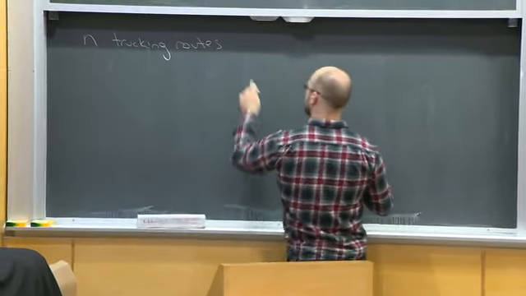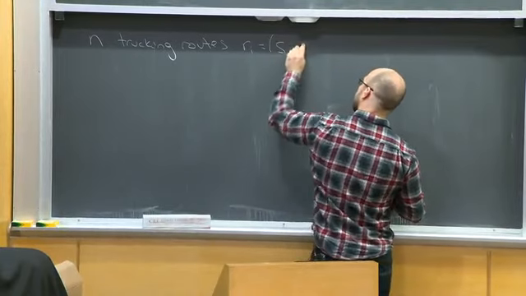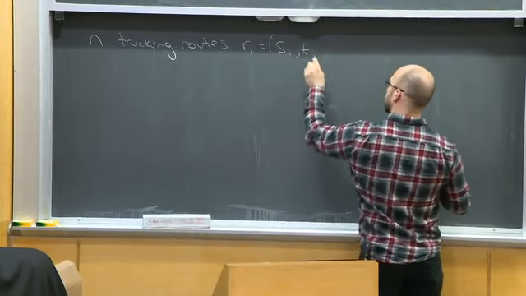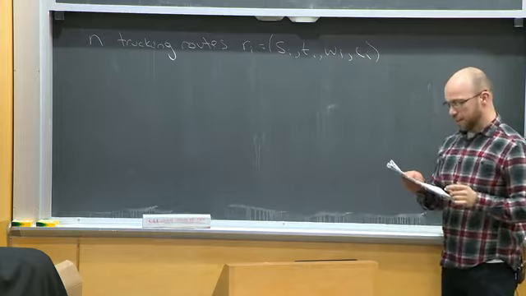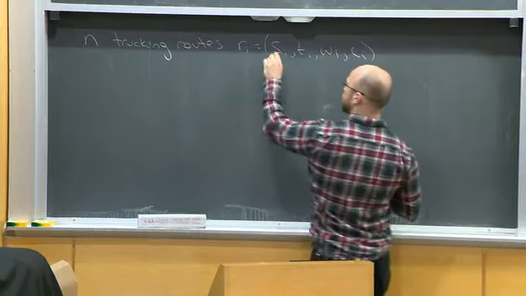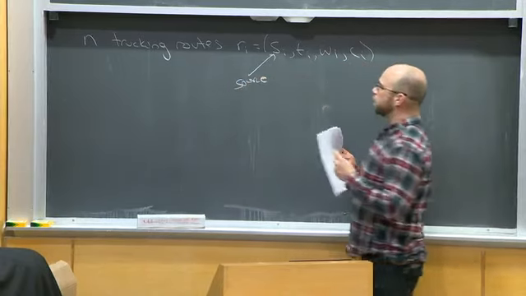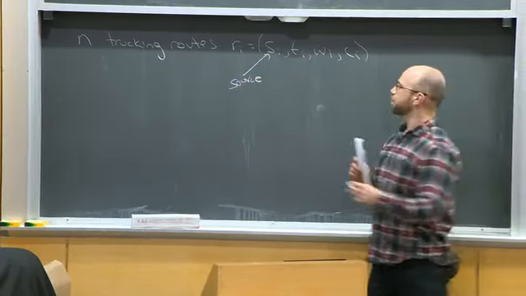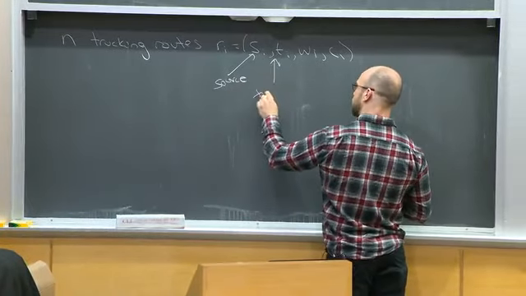And each route R sub i is a tuple with s_i, t_i, w_i, c_i. And what are all these things? So here, this is the source of every shipping route, every trucking route here. This is the target, right? So this is like where the truck starts. This is where the truck ends.